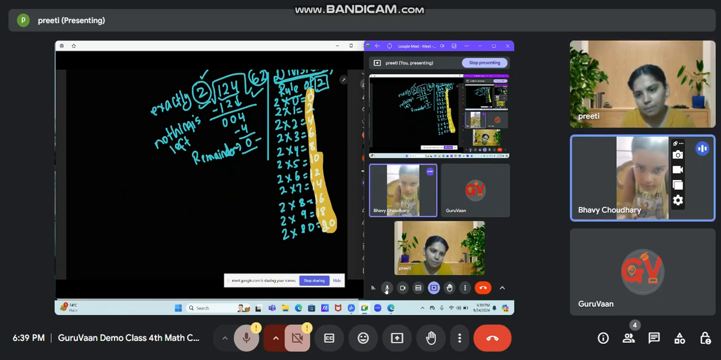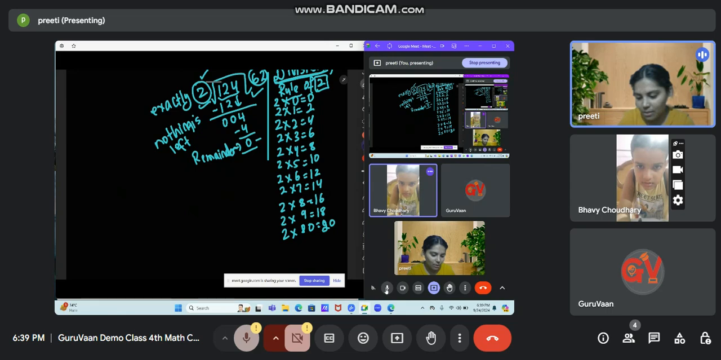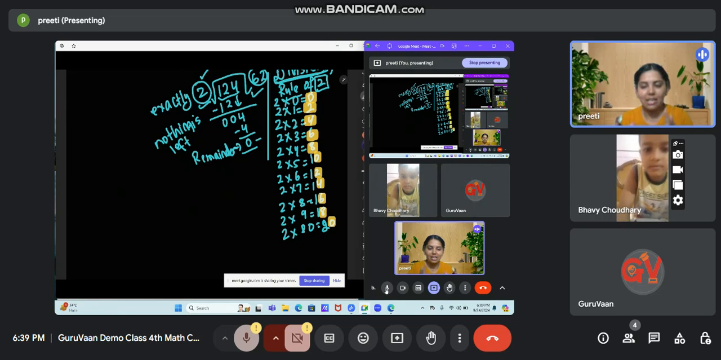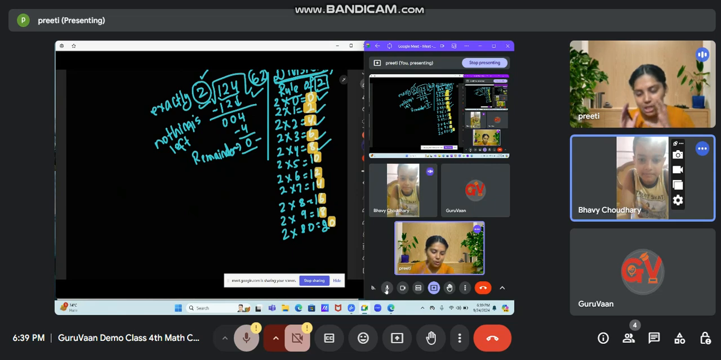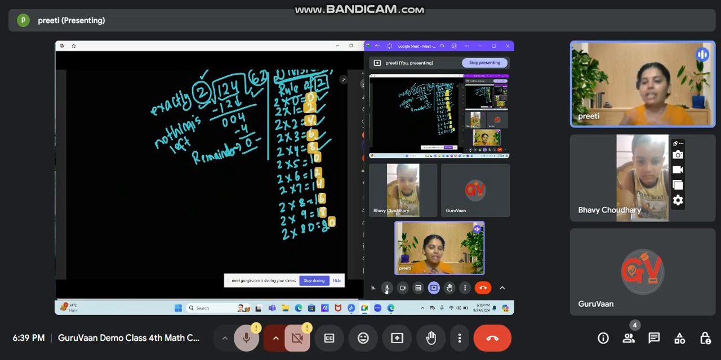Ma'am, like 2, 4, 6, and 8. Yes, you can see 0, 2, 4, 6, 8. So you can see any number that ends with 0, 2, 4, 6, 8 is divisible by 2, right? Yes, ma'am. So this table gave me an idea that without dividing, I can tell whether this number is divisible or not. This will save my time, right?